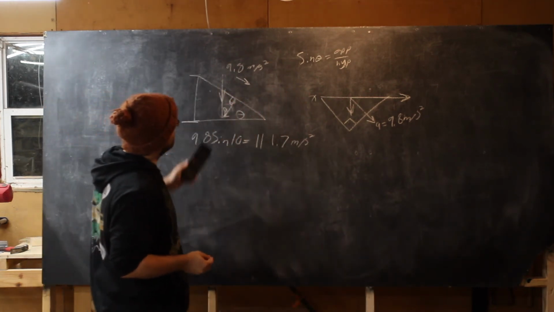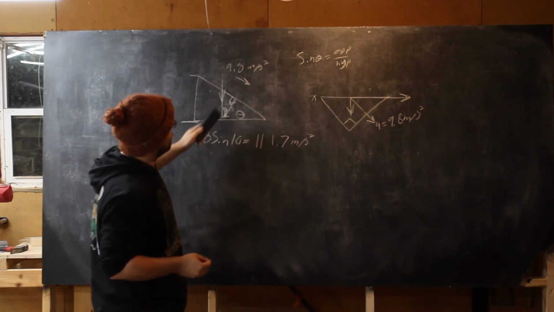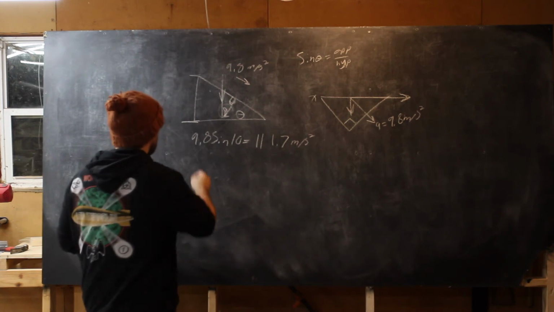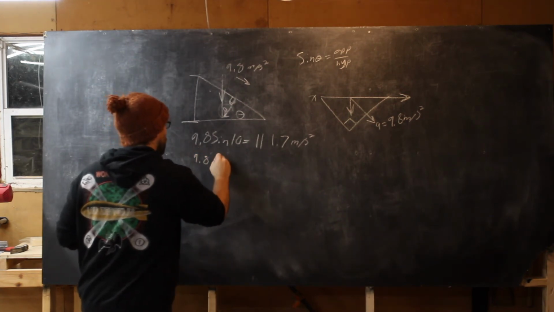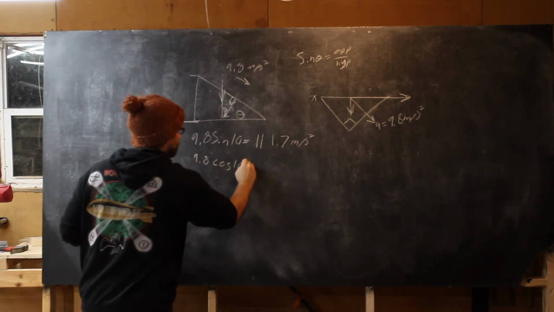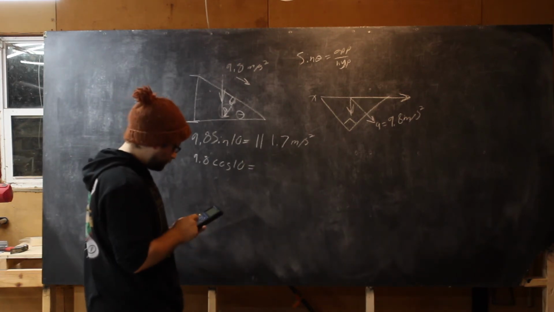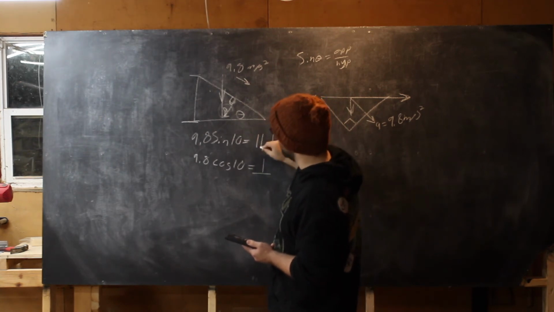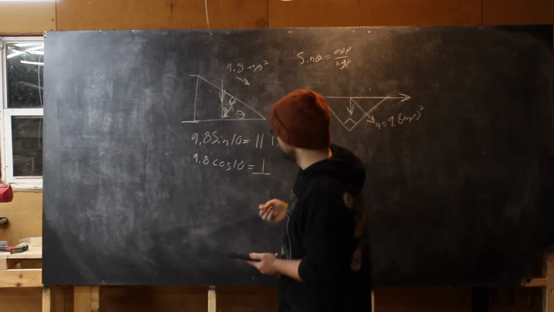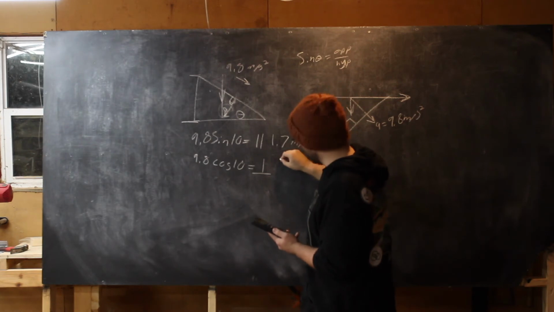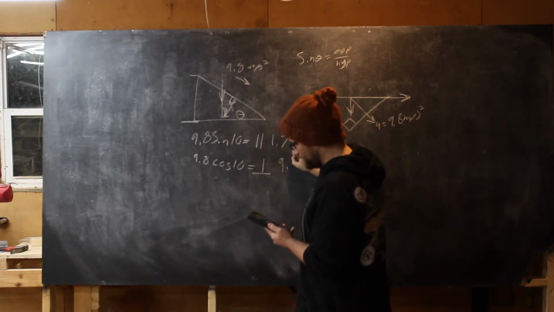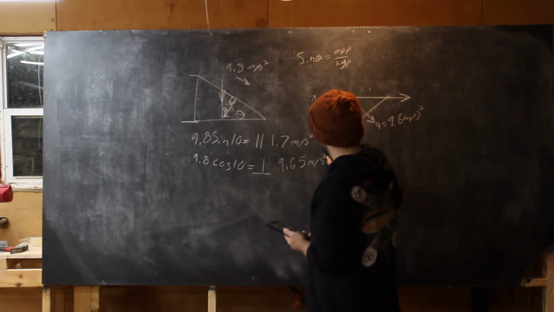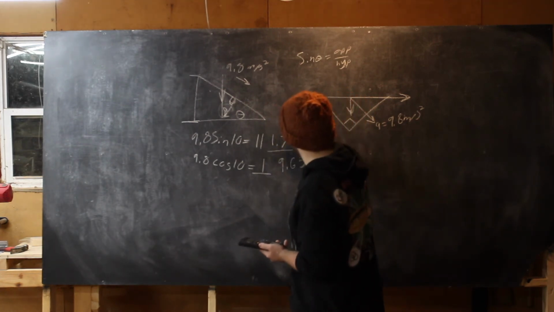So let's go ahead and find the acceleration perpendicular to the ramp, the force that the ball is pushing into the ramp with. So we're going to do that by 9.8 cosine of 10, which equals, that's going to give us our perpendicular. And this is the sign for perpendicular, this is the sign for parallel, two parallel lines. It just helps you keep that stuff straight. And it's going to give us a value of 9.65 meters per second squared. So there, we've got two of our answers right here.